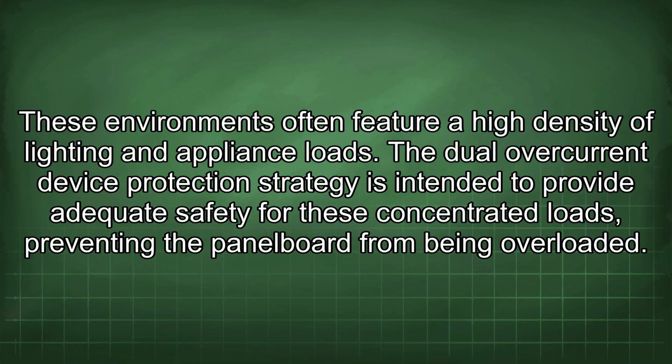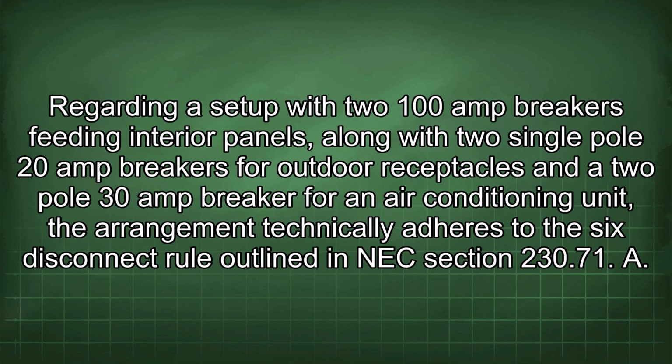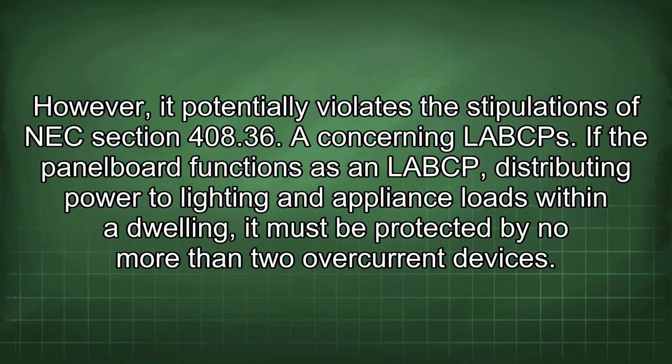Regarding a setup with 2 100-amp breakers feeding interior panels, along with 2 single-pole 20-amp breakers for outdoor receptacles and a 2-pole 30-amp breaker for an air conditioning unit, the arrangement technically adheres to the 6 disconnect rule outlined in NEC section 230.71. However, it potentially violates the stipulations of NEC section 408.36 concerning LABCPs. If the panel board functions as an LABCP, distributing power to lighting and appliance loads within a dwelling, it must be protected by no more than 2 overcurrent devices.